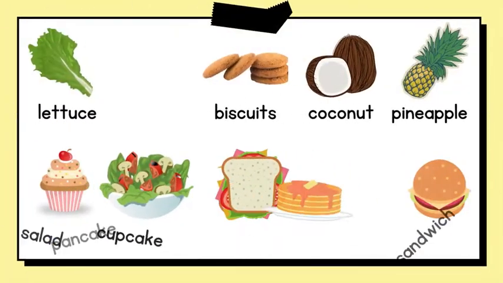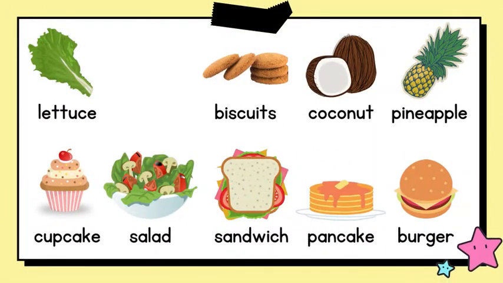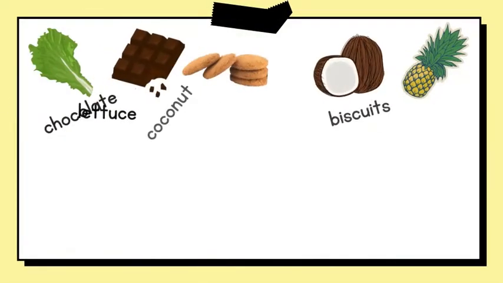Next. Now look at the pictures. What is the food that is missing? What's missing? Can you tell me? There isn't any chocolate. Yes, there isn't any chocolate. Chocolate is missing.